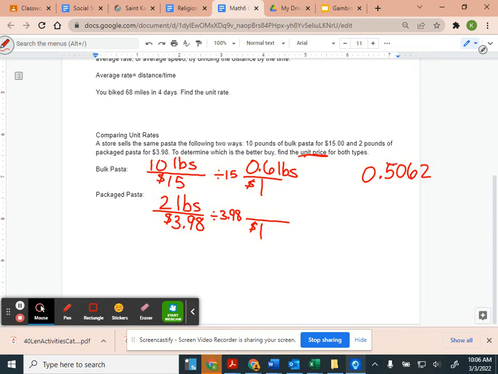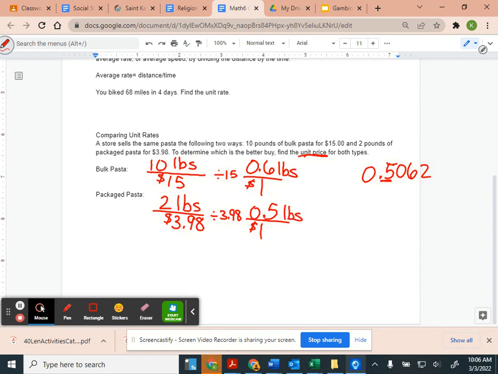I said we had a 10th place for our 10-pound package. So we want to round to our 10th place for this. So what would it be rounded to the 10th place? It's not 1, Anthony. The 1's place is not the 10th place. Will W. 0.5. $1 could buy me 0.5 pounds.